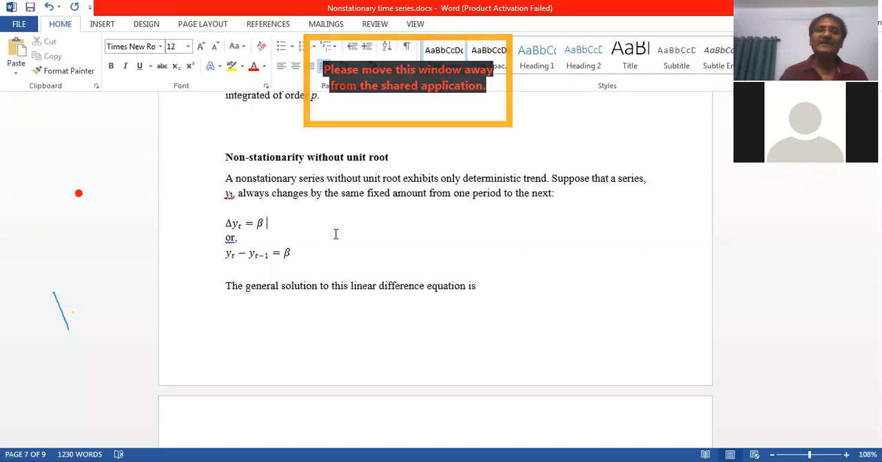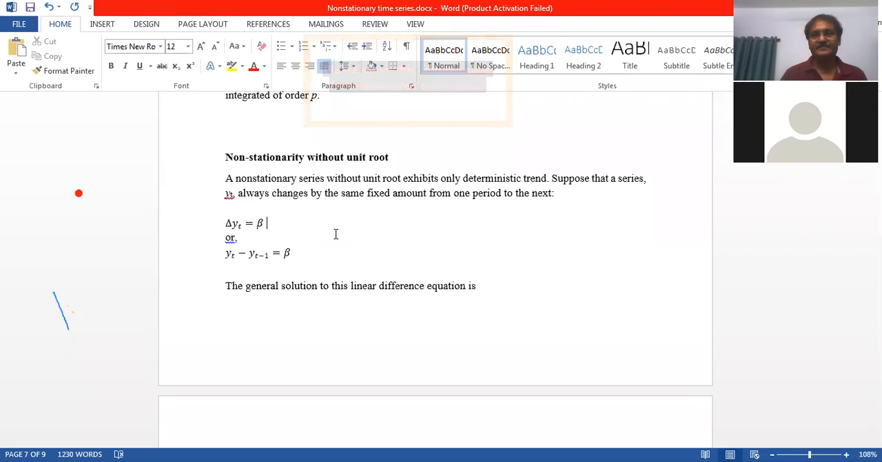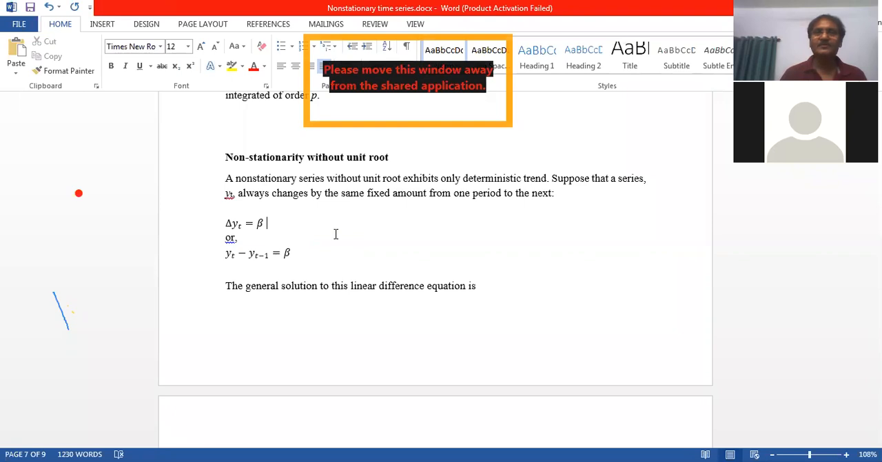So we can construct a stationary series if it is originally non-stationary. But how to construct a stationary series depends on the nature of non-stationarity. If non-stationarity is with unit root, we need to take the difference to make it stationary.